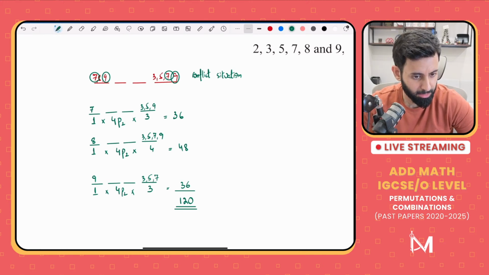Sir, can we take away the option of 7, 9 from the last place and fix them in the first place and multiply by 2? Yeah, you could do that. You could do that. Okay, you could do that. 4 factorial upon 2 factorial.